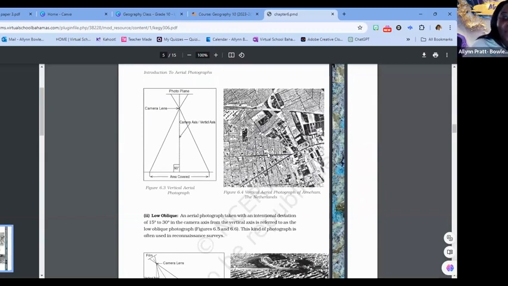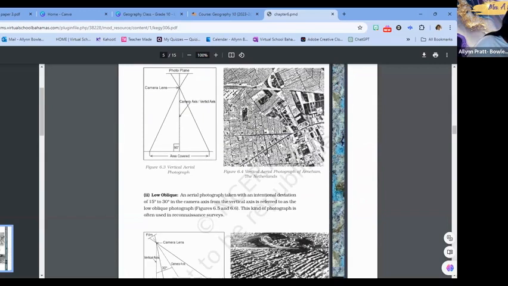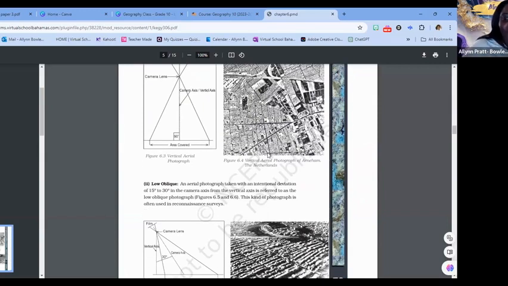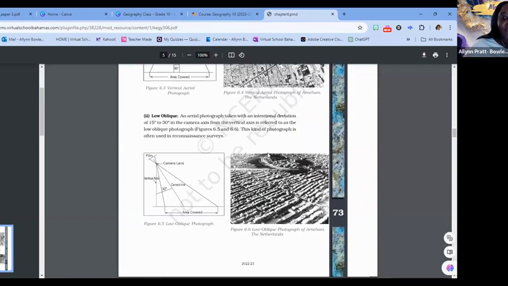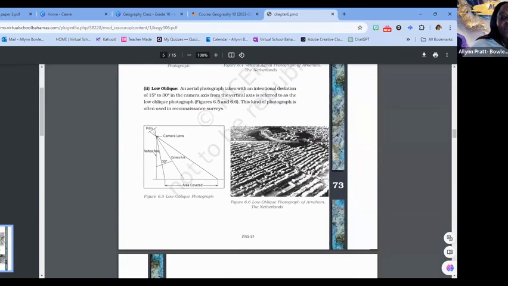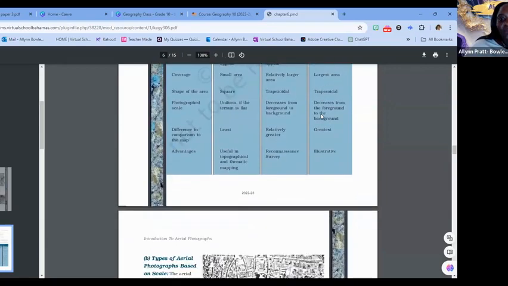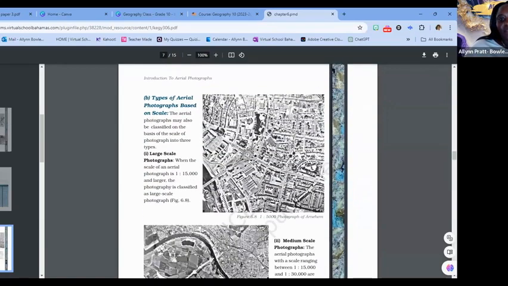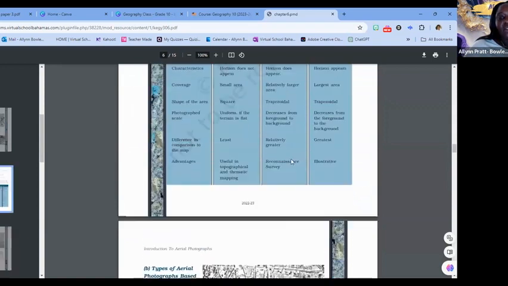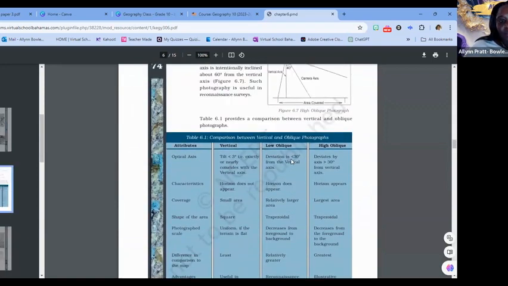If you're looking for one place and next, you use kind of like these vertical photographs. The low oblique photographs really help with farming, agriculture, and things like that. This is the low oblique angle photograph. And then there's the high angle oblique photograph, and here's an image of that one. So those are the three types of aerial photographs.